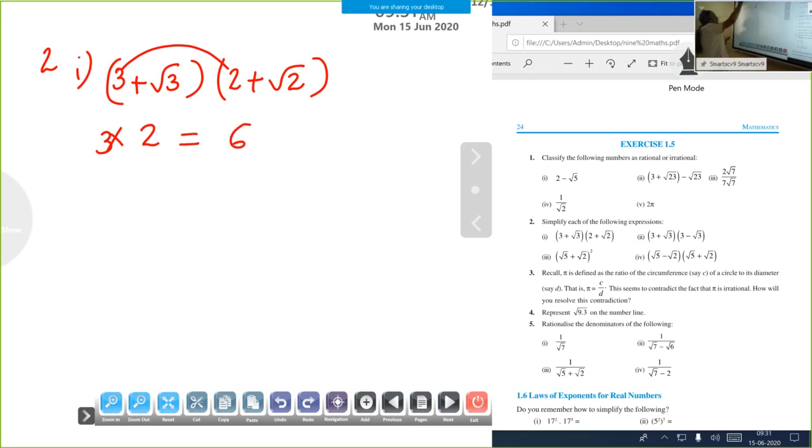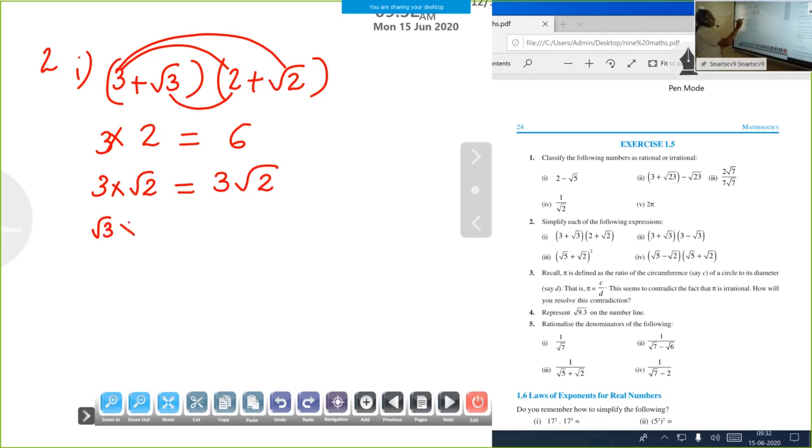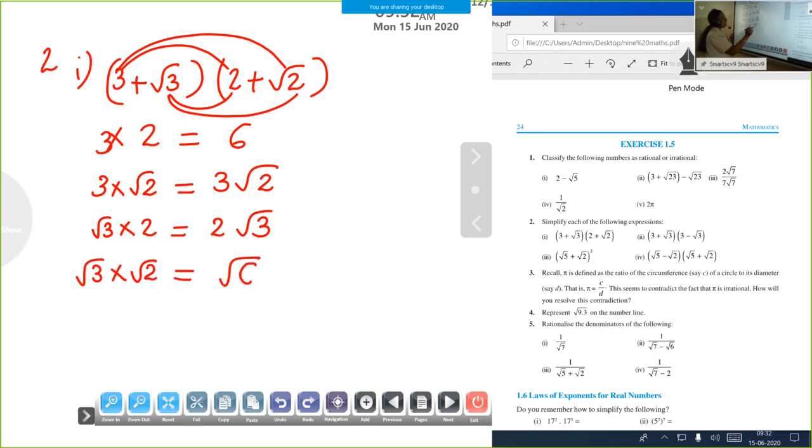Second step, 3 into root 2. What is 3 into root 2? 3 root 2. And the next one, root 3 into 2. So our answer is 2 root 3. And the last step, root 3 into root 2. So the answer is root 6.